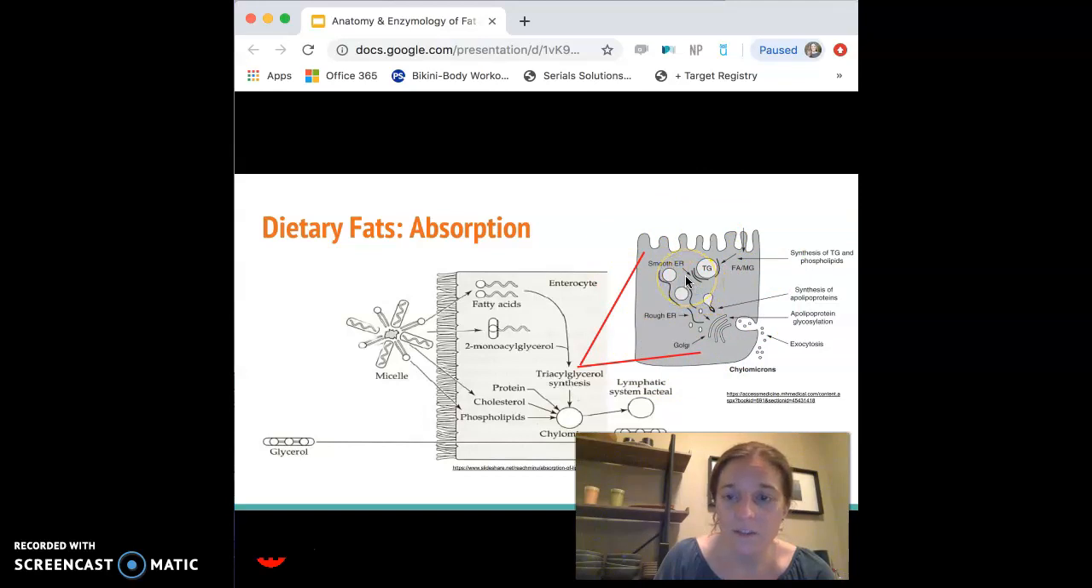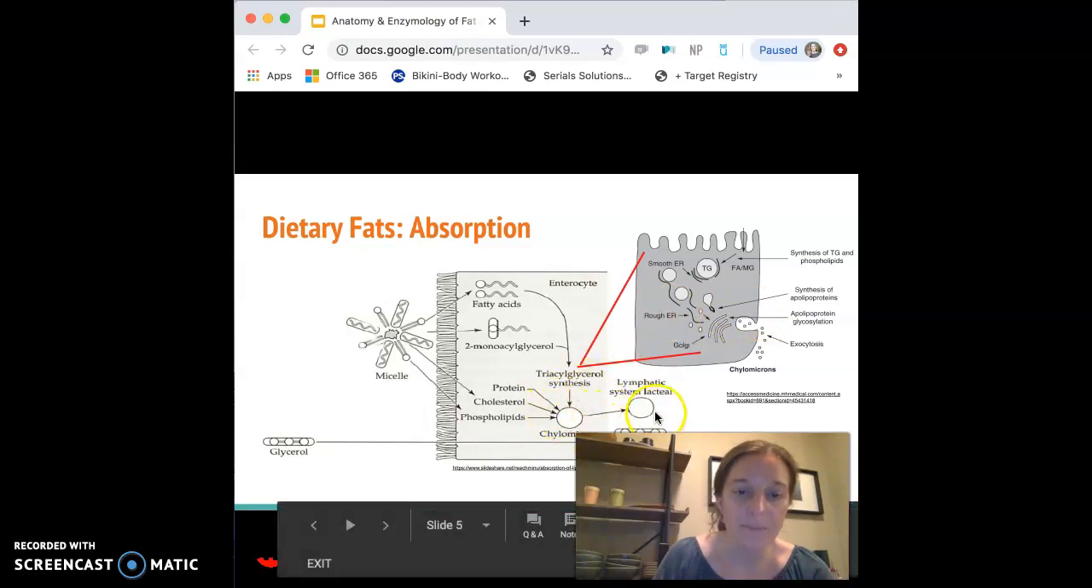Within the endoplasmic reticulum, they are then packaged up to recreate triglycerides, and then they are moved from the endoplasmic reticulum to the Golgi apparatus, where they are combined with proteins, cholesterol, and phospholipids into what is considered a chylomicron. And these chylomicrons, which contain all of these different components, then are transported out of the cell via exocytosis, where they then enter the lymphatic system via the central lacteal, which we can see here in this diagram.